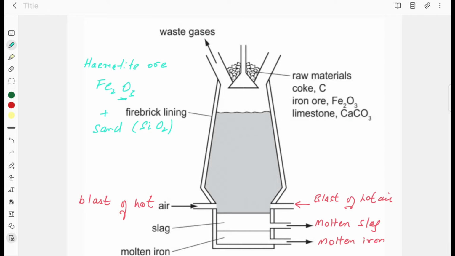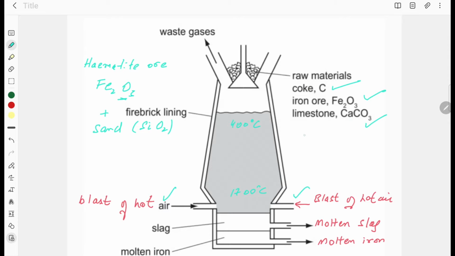You can see the blast furnace. It's a huge structure, more than 50 meters in height, and you can see hot air is coming from here, and there are different temperature zones. At the top it is around 400 degrees centigrade, and near the bottom it's 1700 degrees centigrade. The raw materials are carbon, coke, hematite ore, and calcium carbonate.